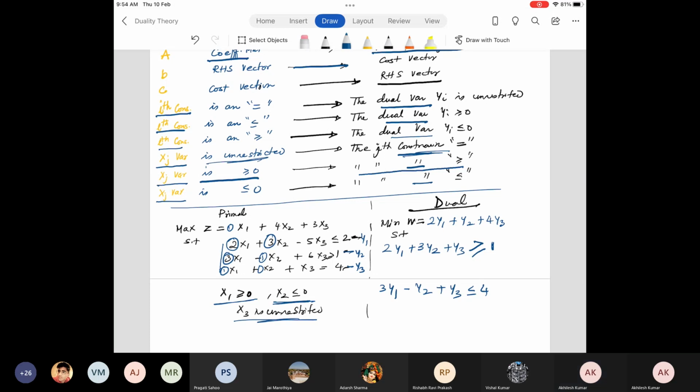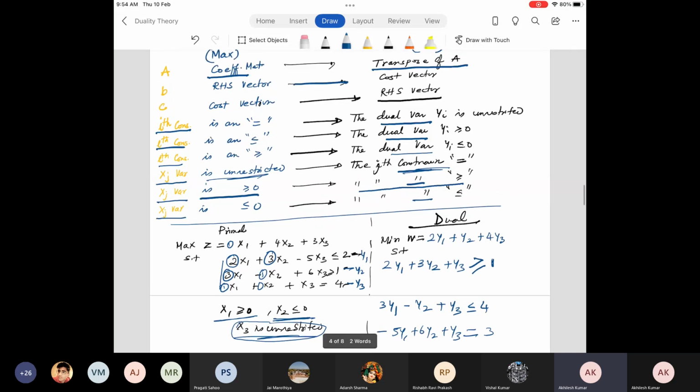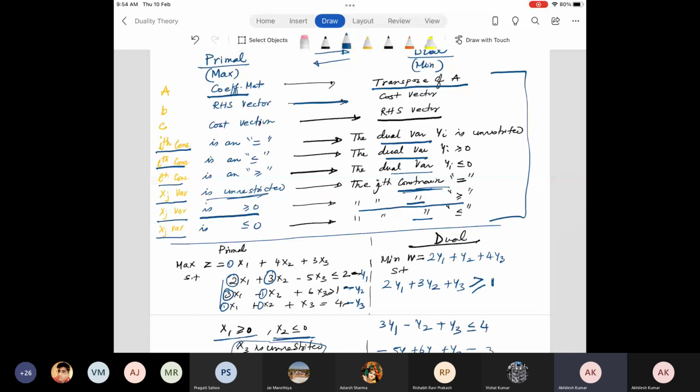So the last constraint would be, actually it was minus 5y1 plus 6y2 plus y3 is equal to 3, because my last variable is unrestricted. So now you have learned how to create the dual of a primal problem. Is that correct? Yes, sir. So you can use this table. I will come back later and explain how exactly this table has been derived.